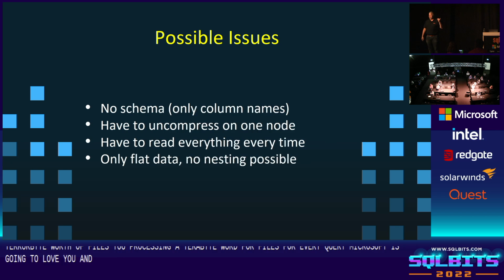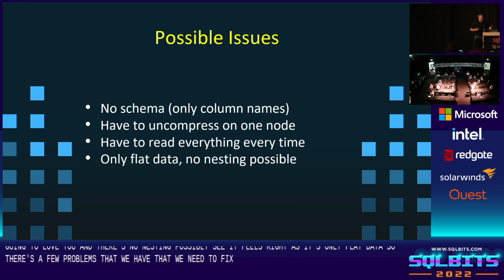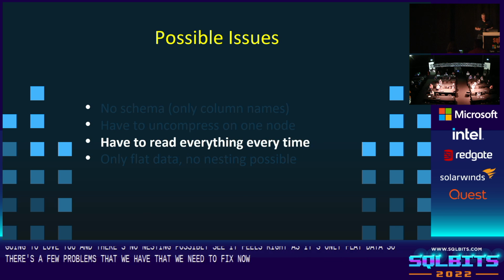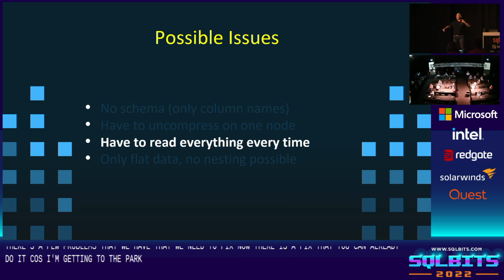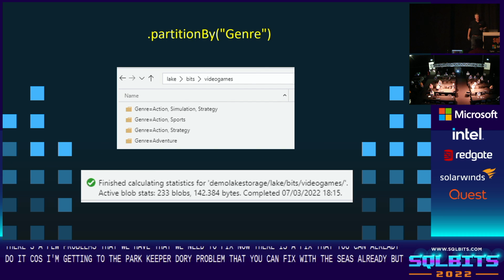And there's no nesting possible. It's CSVs, right? It's only flat data. So there's a few problems that we have that we need to fix. Now, there is a fix that you can already do with CSV. I'm getting to the Parquet part, don't worry. There's a problem that you can fix with the CSVs already, having to read everything every time.